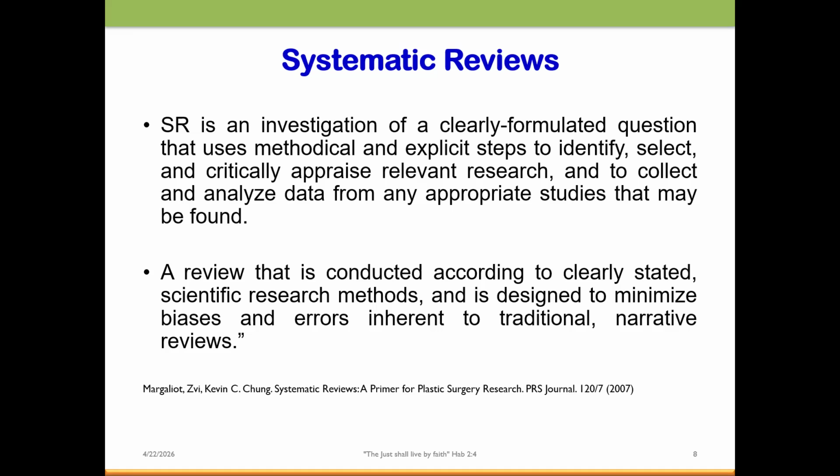For example, the PRISMA checklist. You must state the risk of bias. Some of you may wonder, but we shall look at it when we have another session about systematic reviews. So we'll also organize that. But here, you have a clearly formulated question that uses methodical and explicit steps.